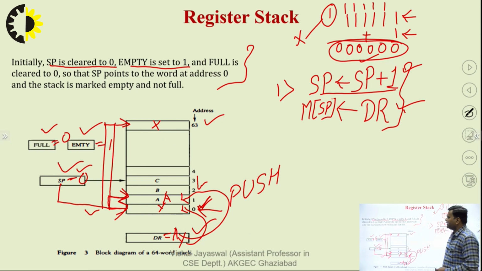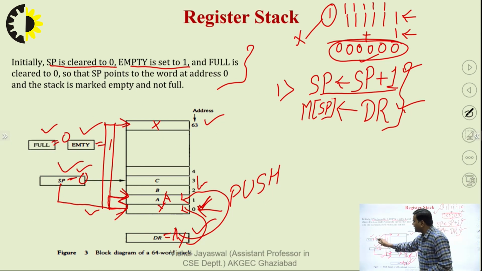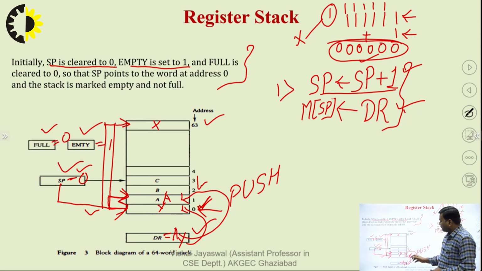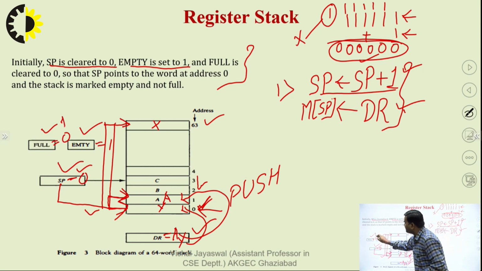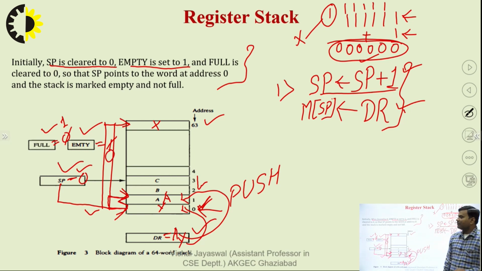Initially, we initialize full to 0 and empty to 1. And when we perform the push operation and the stack pointer is pointing at the 0 location, we set full equal to 1 and empty equal to 0. This is the third step of the push operation.